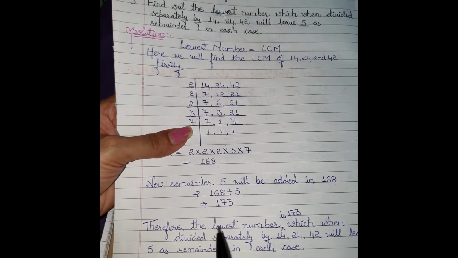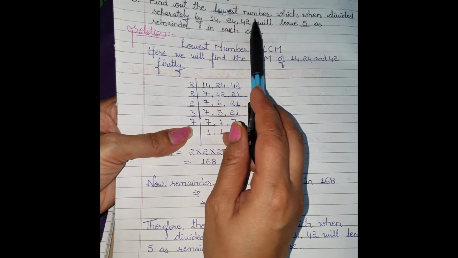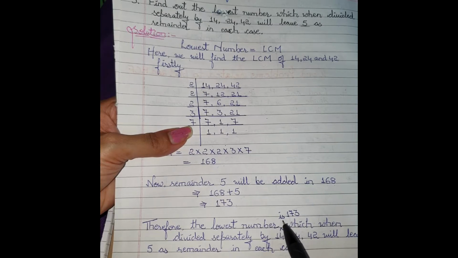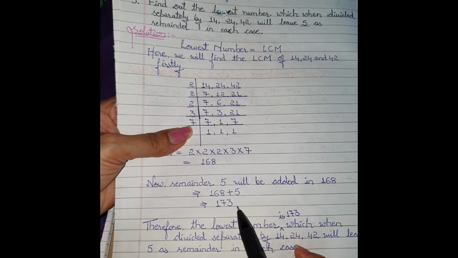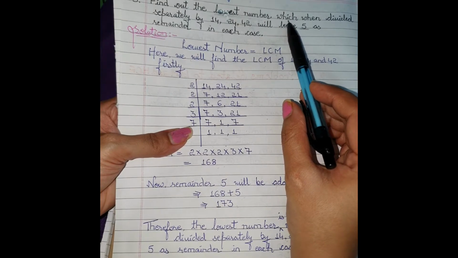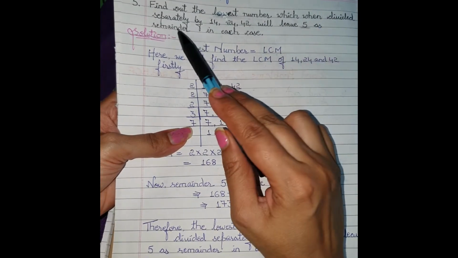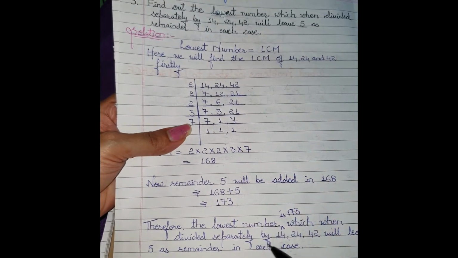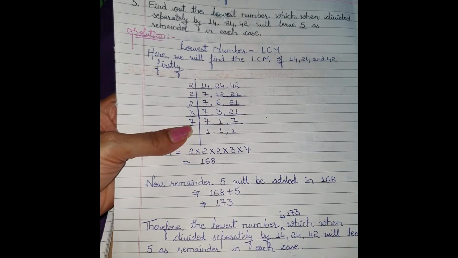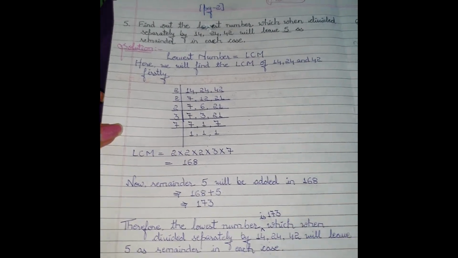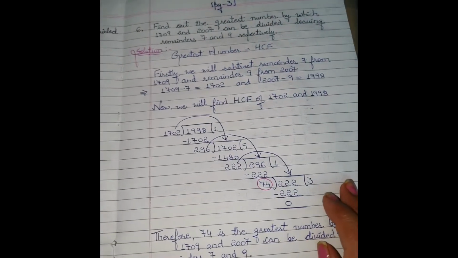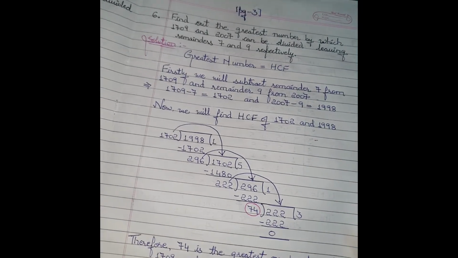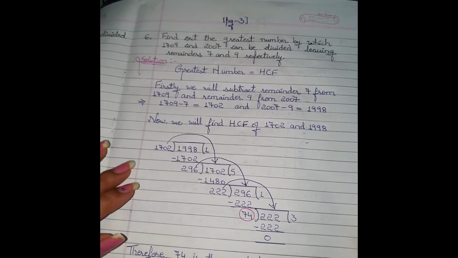Therefore, the final statement: firstly after the word number you will write 173, the answer which we have calculated. Then you will continue, which when divided separately by 14, 24, 42 will leave 5 as remainder in each case. Okay student, so this was question number 5. Actually the question number 2 of today, but 3 questions I have explained in my previous video, so 4th and 5th. Now I am explaining the next question, which is question number 6.